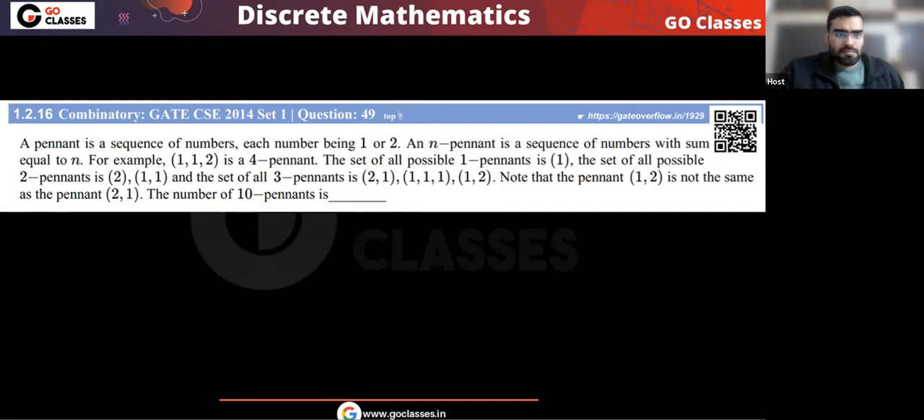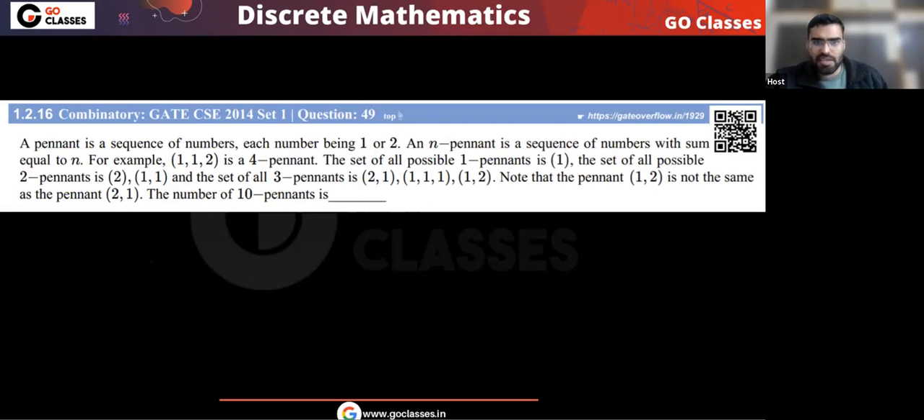Is it done? You can notice the question is very simple. He is saying that a pennant is a sequence of numbers, each number being 1 or 2. An n pennant is a sequence of numbers with summation n. For example, 112 is a 4 pennant, and 1 2 1 and 2 1 are different. The number of 10 pennants. So the question is basically very simple.